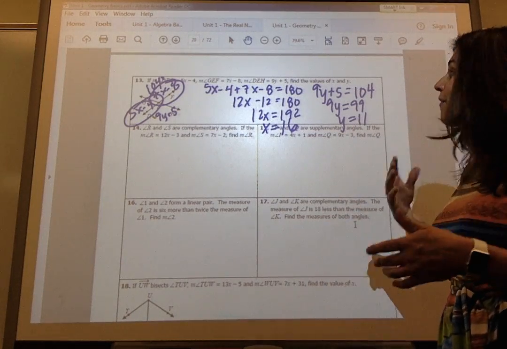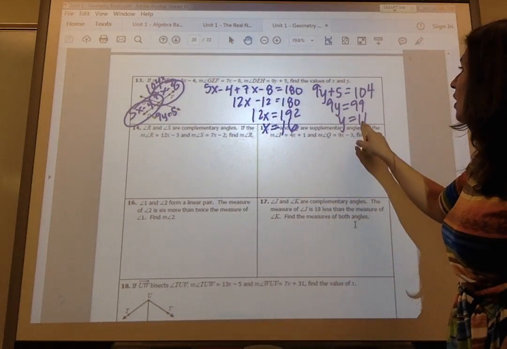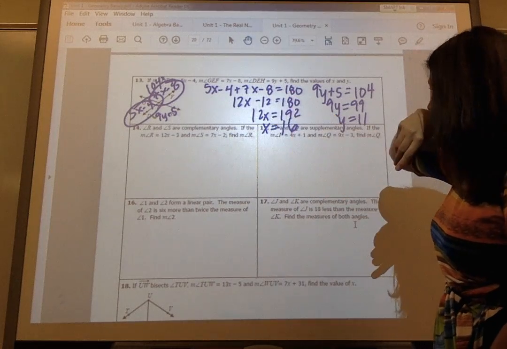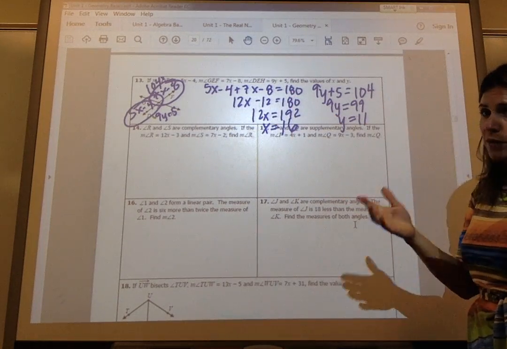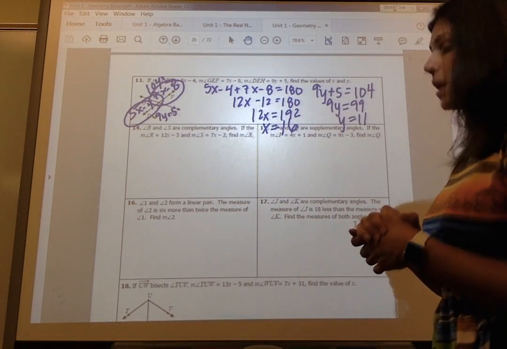Okay, now be careful. If I asked you the value of angle DEH, 11 would not be correct, right? You would have to go back and plug in 11 and then give me the angle measurement of 104 degrees. So make sure you're looking at what your question is asking.